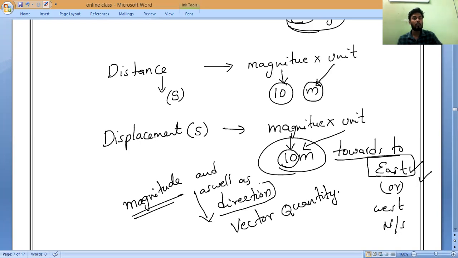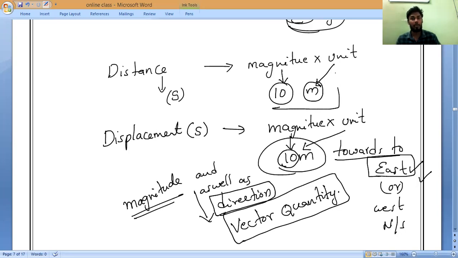I have to talk direction also. If both magnitude and direction are mentioned, then that is called a vector quantity. Now, distance and time: am I mentioning any direction? Distance means, am I mentioning any direction? No direction I mentioned. So only magnitude, no direction. Then that is called a scalar quantity.